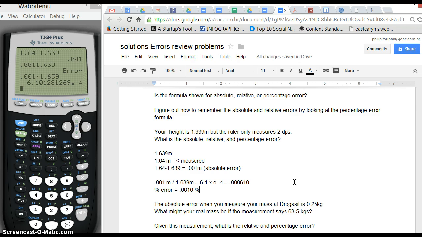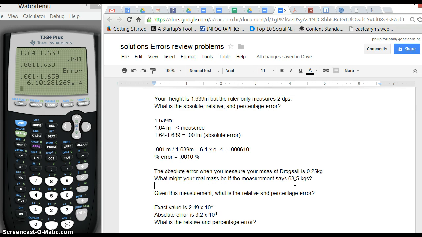Okay, so it's much less than 1%. Now let's take the next problem. The absolute error when you measure your mass at Drogazil is 0.25 kilograms. What might your real mass be if the measurement says 63.5 kilograms?